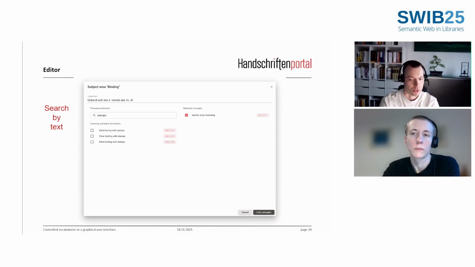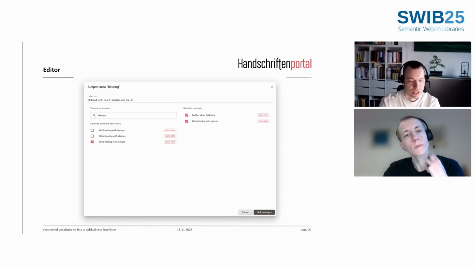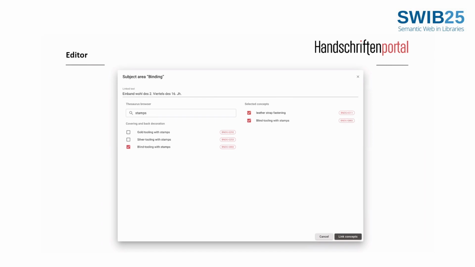I showed you now how to explore the thesauri by expanding and scrolling through them, but an experienced user might know what he wants to tag and wants to find those concepts faster. There he can use the search field and search all the concepts which contain some text. Here I searched for stamps and found all the concepts containing that text. You see that they are part of the covering and back decoration thesaurus, and by marking one of those concepts, it gets added to the list of selected concepts. Additionally, it is possible to search by notation and analogously add found concepts this way to the list.